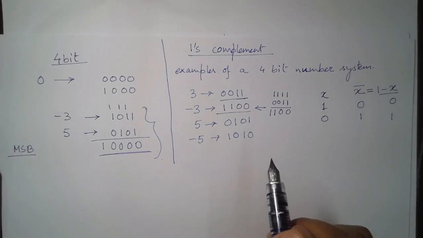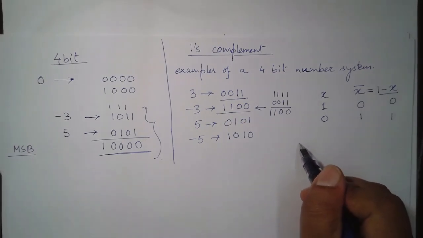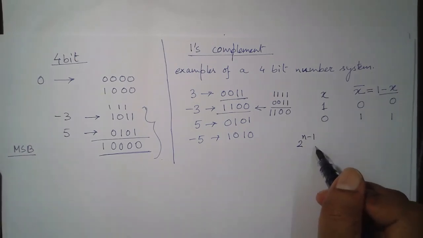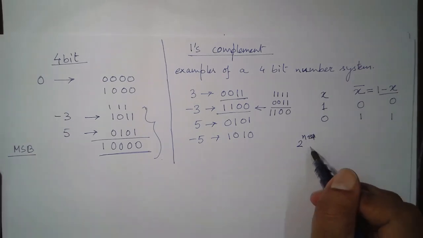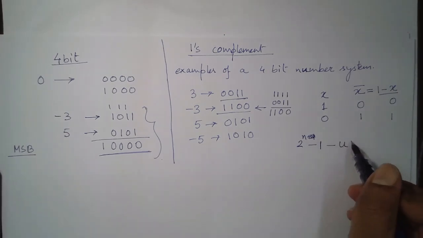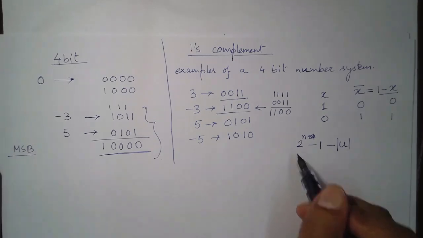So what I am trying to say is that for simple operational ease, we can flip the bits to get the 1's complement, but the other way of achieving it is that 2 to the power n minus 1, minus the positive number, will also give you the same result as flipping all the bits.